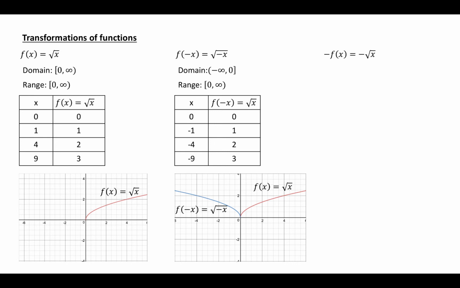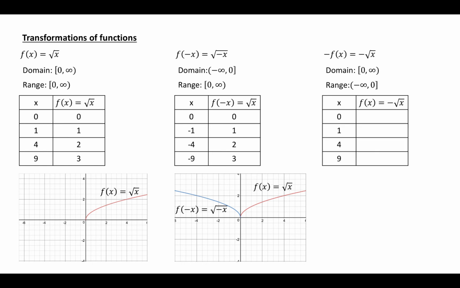This time, let's apply the negative to the entire function rather than to the x values. Our domain again will go from 0 to infinity, since we will be taking the square root before we apply the negative. The range, however, will then go from minus infinity to 0, since we will be applying a negative value to a positive number in each case.